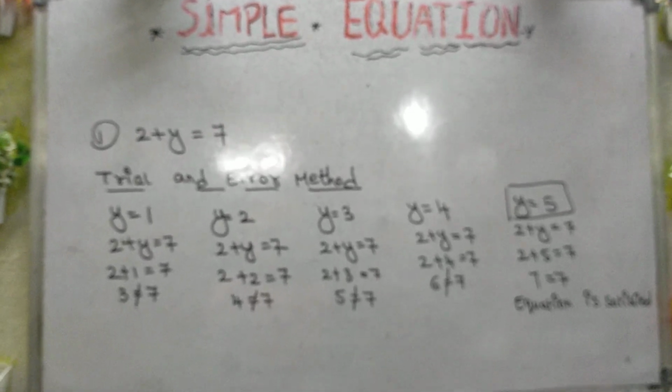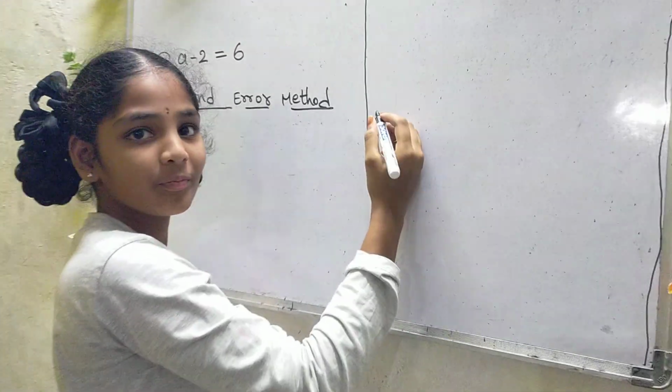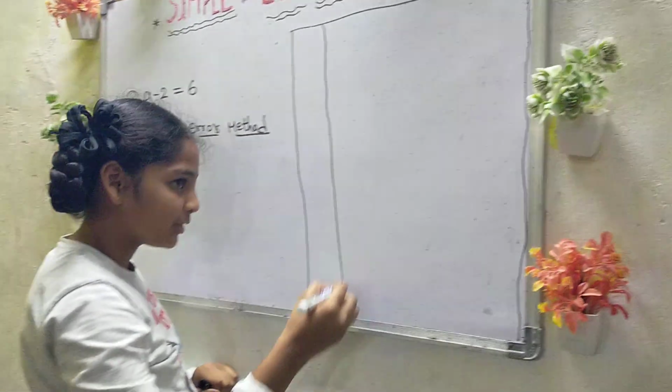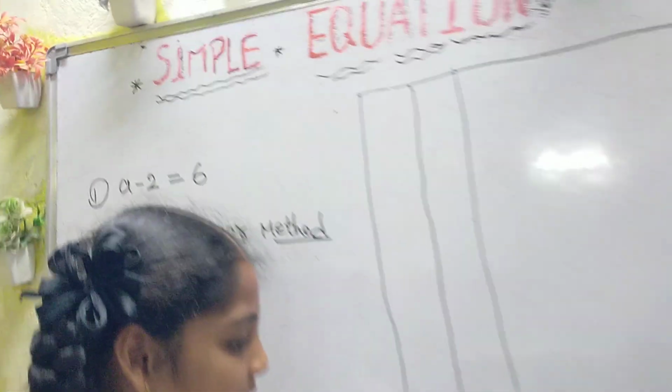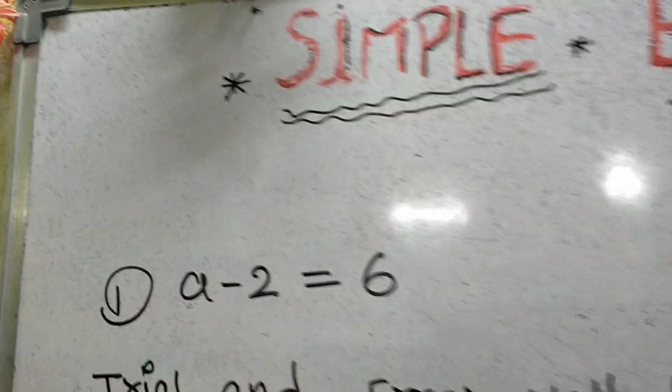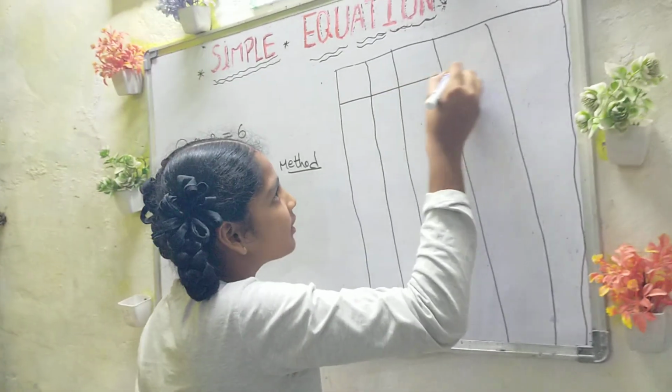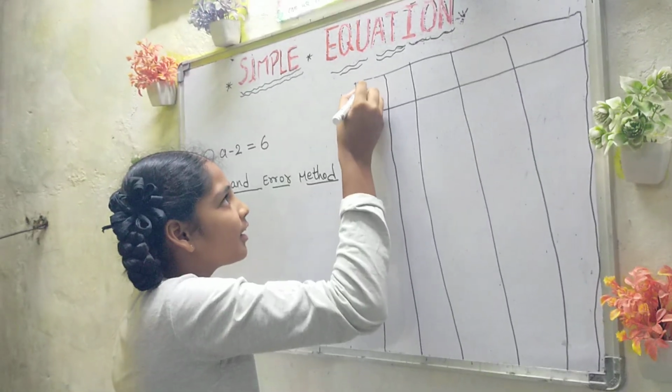Yes, ma'am. Okay, Manya, solve the next one with trial and error method. What is the equation? a minus 2 equal to 6. So you have to find the value of variable a there, with trial and error method.